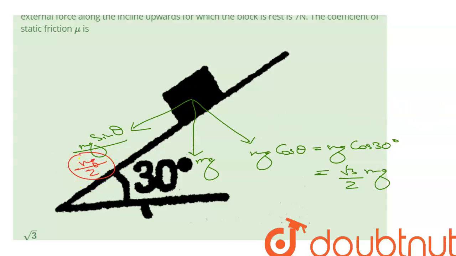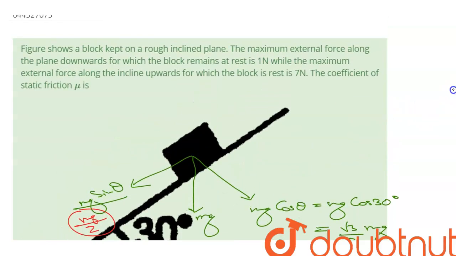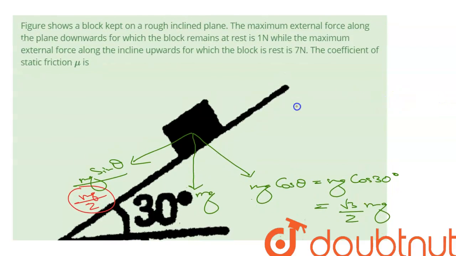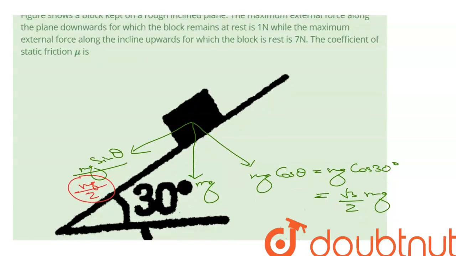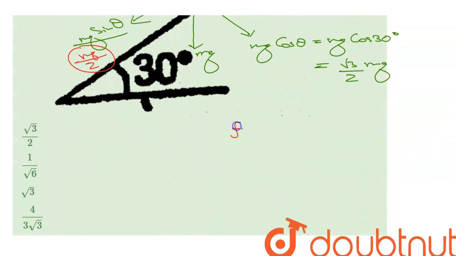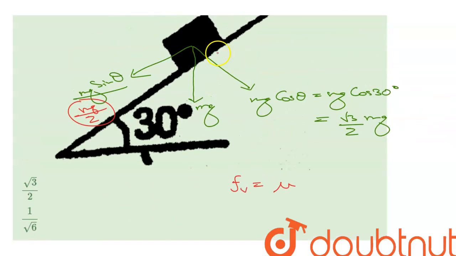So now let's consider the frictional force that is being involved. No matter in which direction, I'm not talking about the direction right now, only the magnitude. So the frictional force will be mu times the normal reaction that the block is putting. So mu times mg cos 30 degrees, which means mu times root 3 by 2 mg is the frictional force.